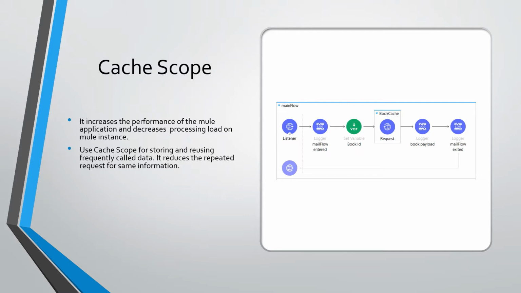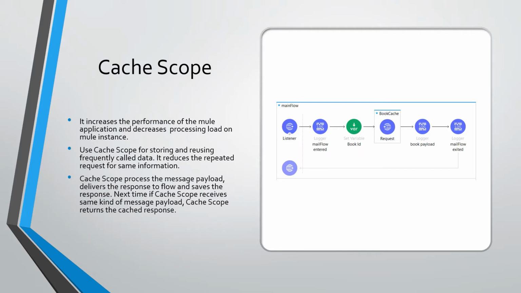So how does the cache scope work? The first time it receives a message payload, it processes that message payload, delivers the response to the flow, and saves the response in the cache scope. Next time, if the cache scope receives the same kind of message payload, it delivers the response directly from the cache scope. The cache scope uses the object store for storing the response, so it works in a clustered environment as well.